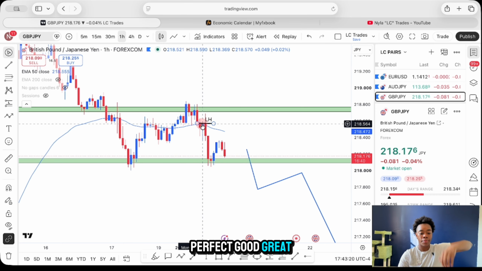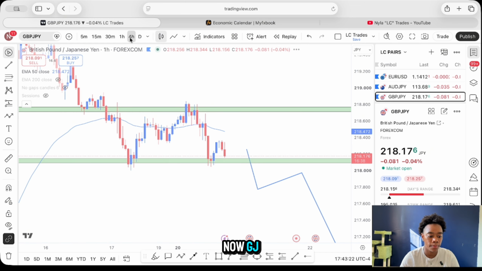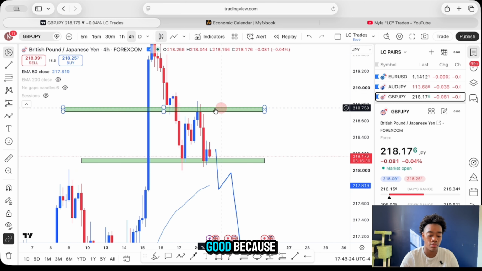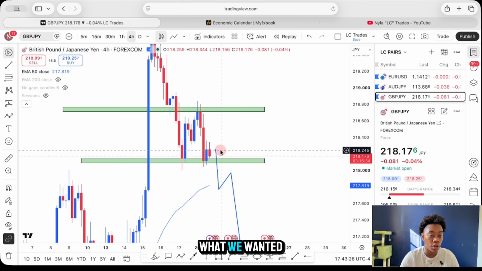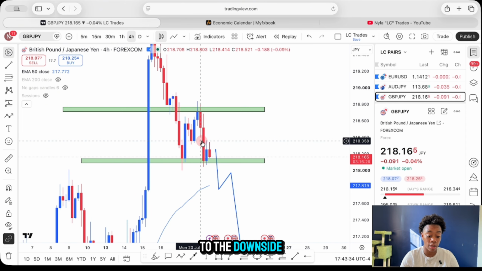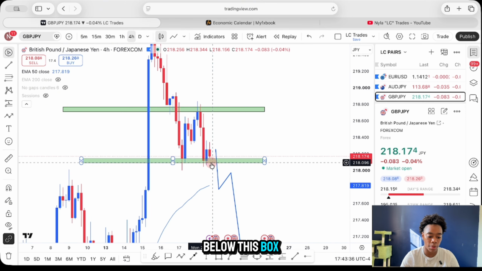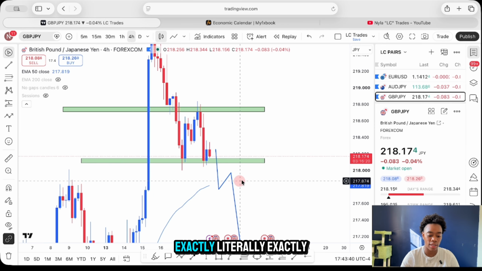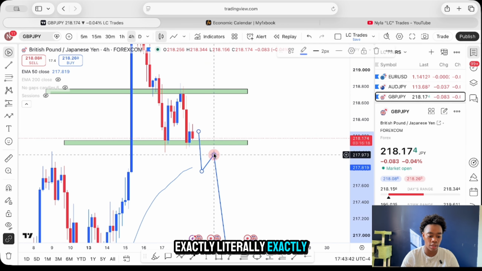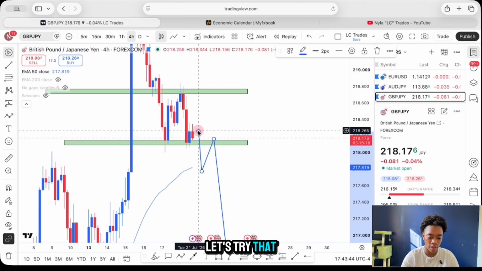Perfect, good, great. Now, GJ, it looks really good because what we wanted to do is not there yet. It might be there later in the week. The week did just start, so we have to see. What we want is a push to the downside. So we want an indication below this box. We want a correction, and we want a continuation. So exactly, literally exactly, let's try that.